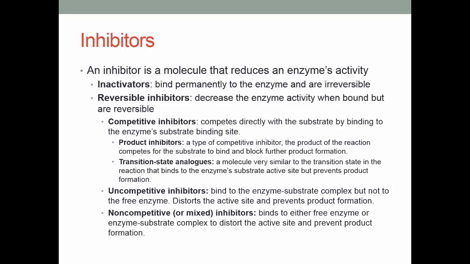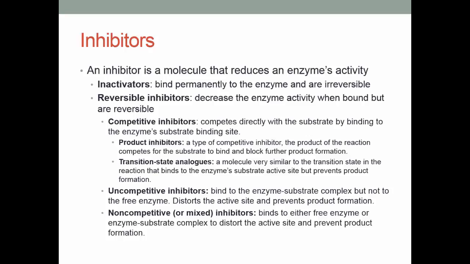Competitive inhibitors compete directly with the substrate by binding to the enzyme's active site. Often, these inhibitors can be the product of the enzyme-substrate reaction itself, in which the product competes for the substrate and blocks further product formation. This is often called direct feedback inhibition. Another type of competitive inhibition is the transition state analog, in which a molecule that is very similar to the transition state of the reaction binds to the enzyme substrate active site and is non-reactive, thus preventing product formation.